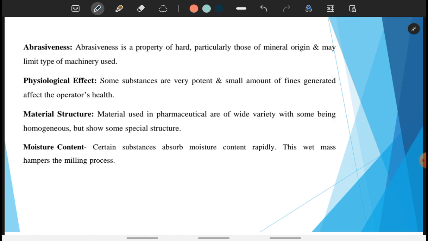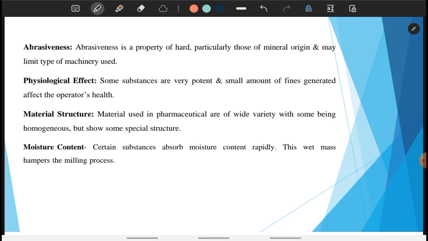Next is moisture content. The moisture content present in the material affects the size reduction. A wet mass will hamper the milling process. Usually less than 5% moisture is suitable if the substance is to be ground dry, or more than 50% if it is subjected to wet grinding. So these are the factors which affect size reduction.